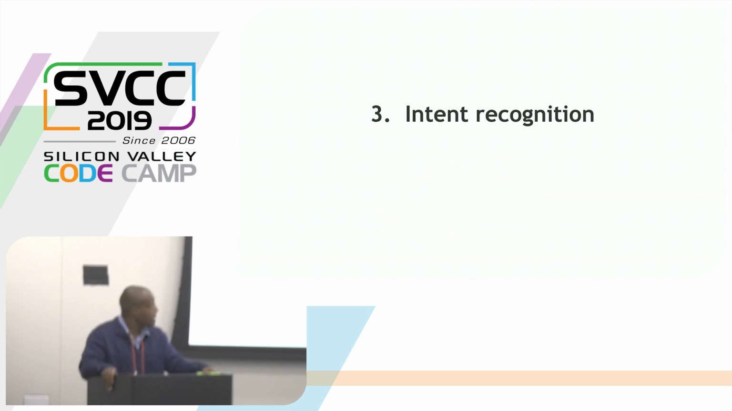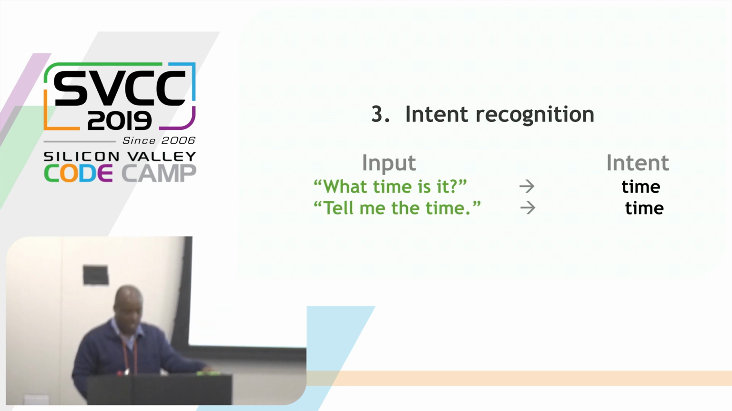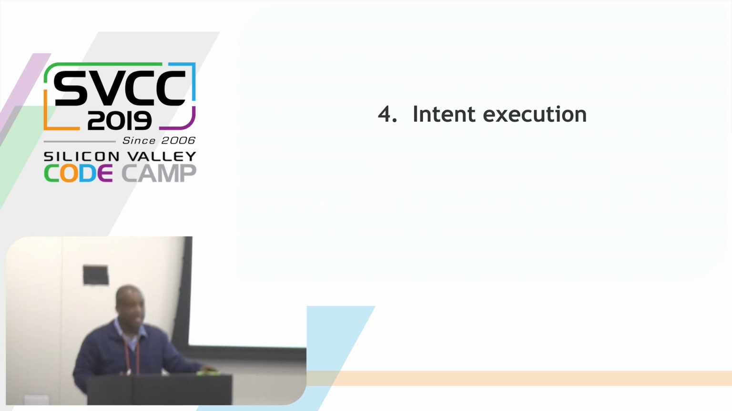So next, it has to do some type of intent recognition. So it's taking the words, for example, what time is it? And it has to know that that intent means time. It knows how to do time. It just has to get this word and tie it to some intent that it knows how to do. Tell me the time. How late is it? All of those have to be interpreted as the intent time, assuming it knows how to do that intent. And the last thing is intent execution, which has nothing to do with AI. That's just software engineering. Turn the volume up, call mom, whatever those types of things are.